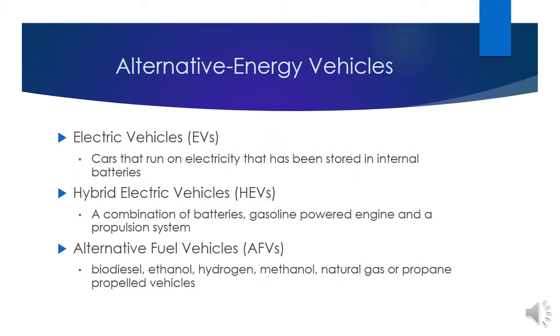Also, we're talking about alternative energy vehicles. Three main options that we have here. First one being electric vehicles, running solely on batteries. We have hybrid electric vehicles that run a combination of batteries and gasoline-powered engines for propulsion. And then lastly, we have vehicles that run on alternative fuel sources. Those sources are biodiesel, ethanol, hydrogen, methanol, natural gas, or propane.